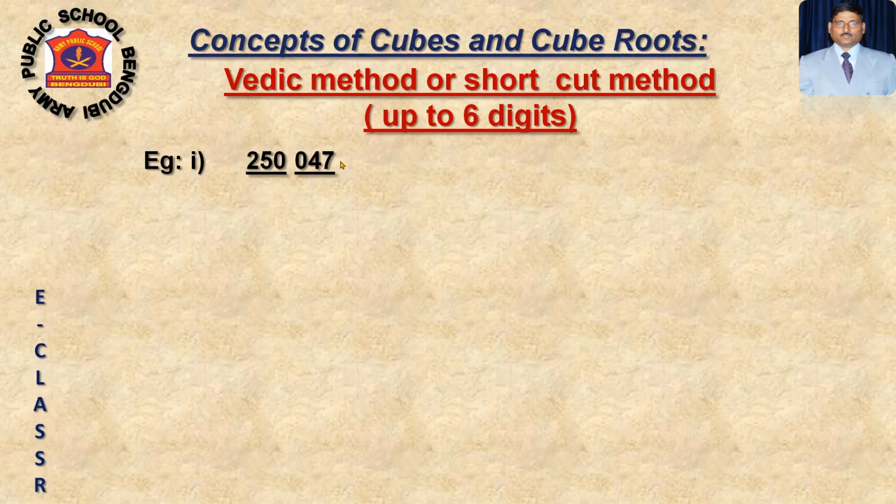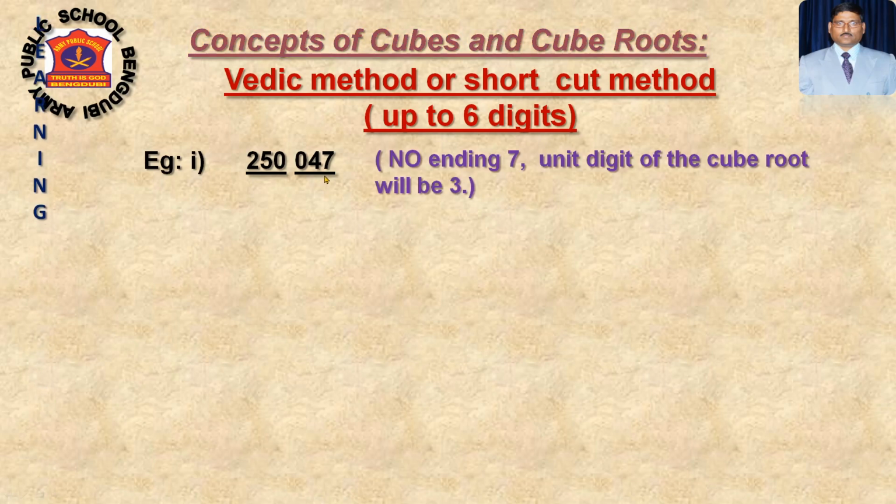So 7 is linked with 3, 3 is linked with 7, 2 is linked with 8, 8 is linked with 2. So the unit digit, if we find the cube root, will be 3 only. For a number ending with 7, the unit digit of the cube root will be 3. That is the first part of the answer. Second part, the tens digit.